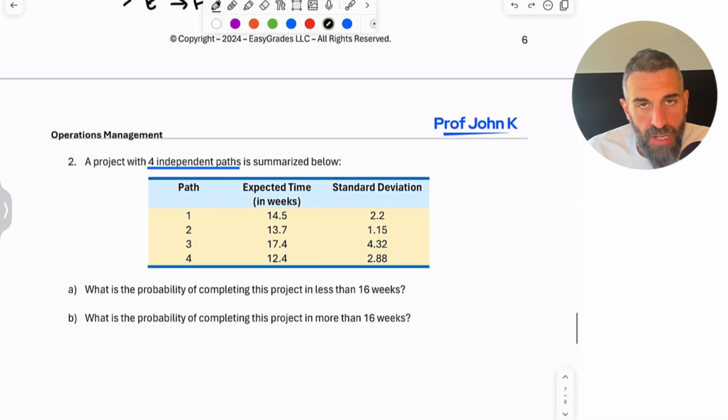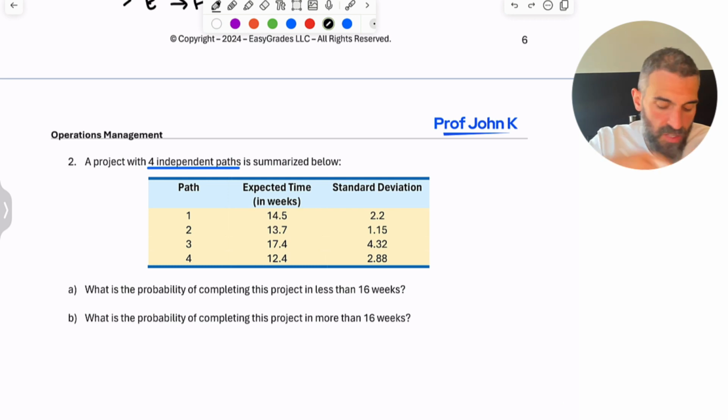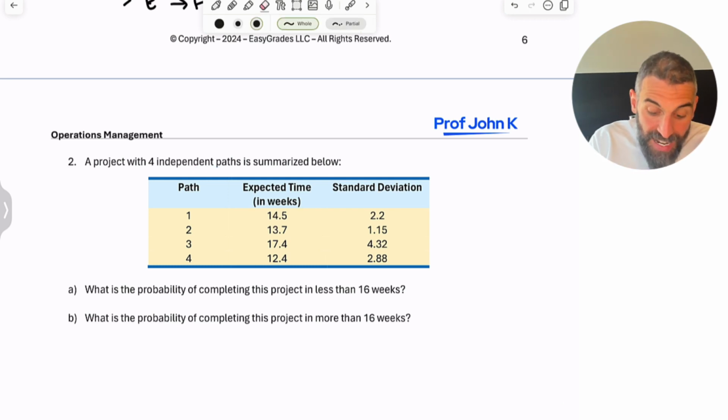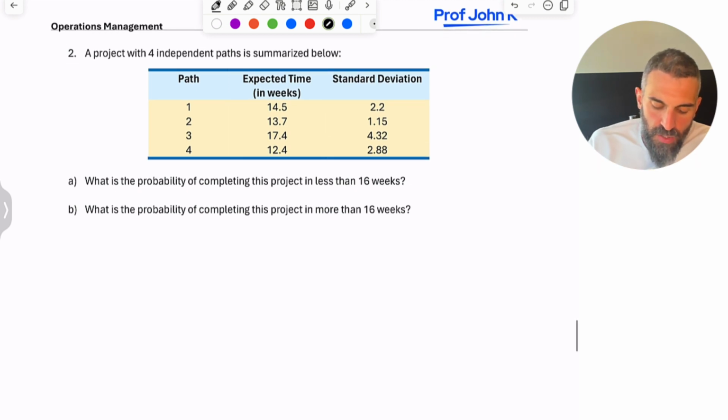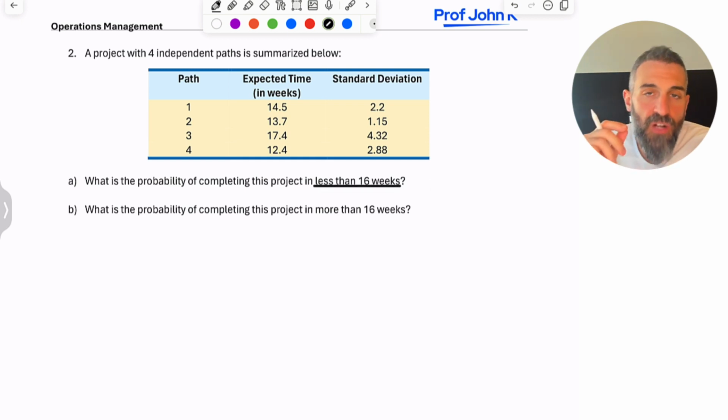You have their expected times and you have their standard deviations. So we're going to use something you would have learned in your intro to stats class to solve this. Now, to find the probabilities, one of the assumptions we make is we assume a normal distribution. It's not something you need to do actively. It's just one of the underlying assumptions of what we're about to do. We are estimating that all of these durations are normally distributed. And so to answer a question like, what is the probability of completing this project in less than 16 weeks, we need to find the probability of every path being completed in less than 16 weeks.